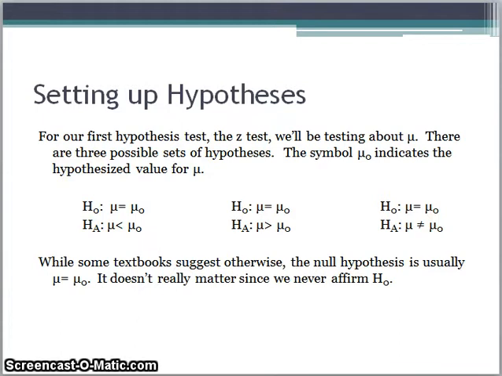Some textbooks might tell you that, for example, up here, the null hypothesis would be the opposite of less than, which would be greater than or equal to. And that's okay, but usually we write that as equal to versus less than, greater than, or not equal to. It doesn't really matter anyway, since we're never concluding H naught.